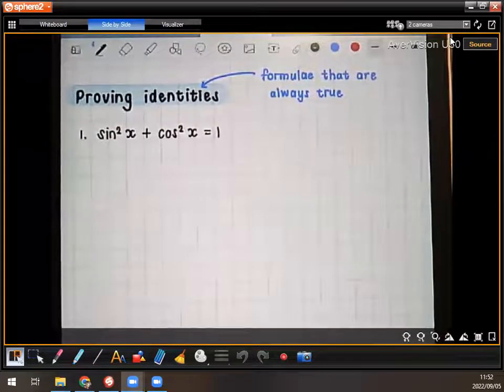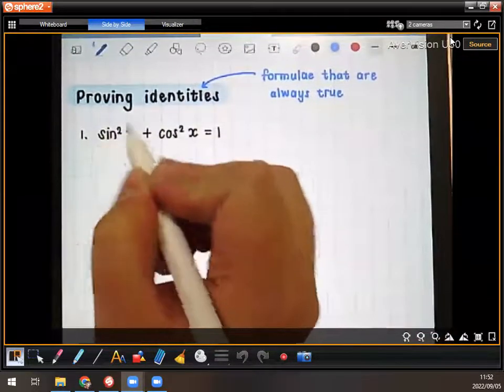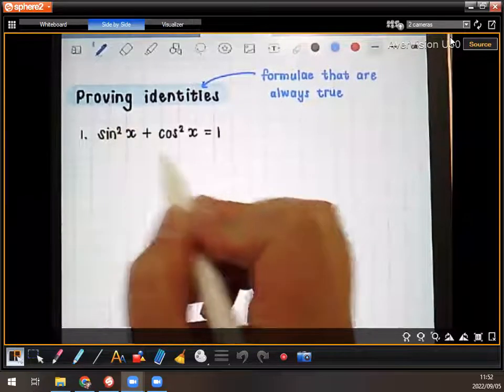Now guys, this formula we can use in different ways as well. I can find a formula for just sine squared x by using this formula.